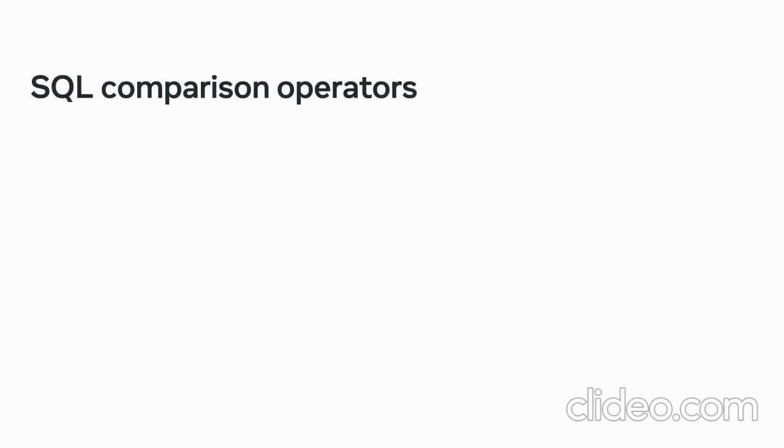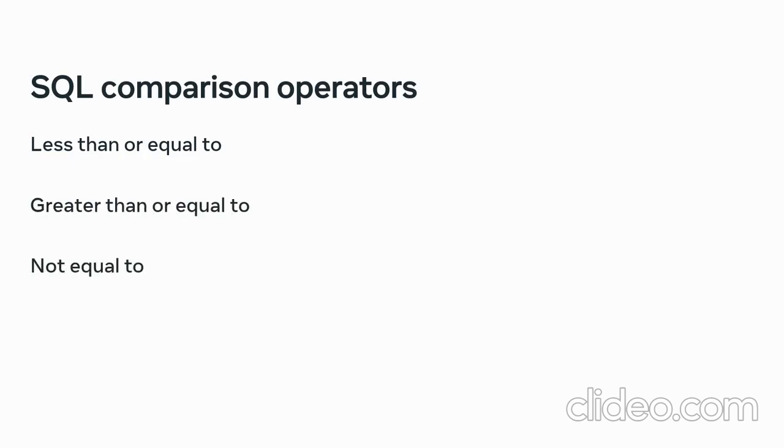SQL comparison operators include equal to, less than, and greater than. There's also less than or equal to, greater than or equal to, and not equal to. In addition to these symbols, the where clause can also use the between, like, and in operators.